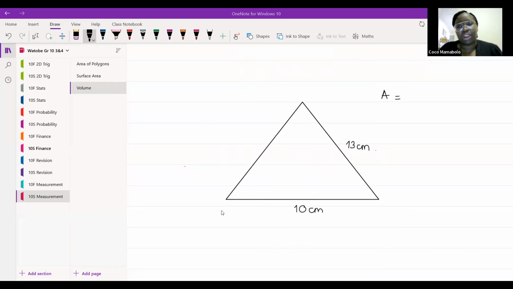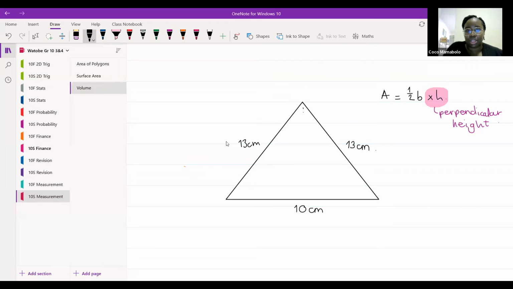Now, we all know that the area of a triangle is half base times height. But this height, this H, stands for perpendicular height. So it's definitely not that 13 that I've given you. That's not the height that we're looking for. The perpendicular height we're looking for is the distance from the apex of my triangle, this way. I'm going to make this side 13 centimeters as well. The perpendicular height like that, that's what we're looking for. This is the H that we want.